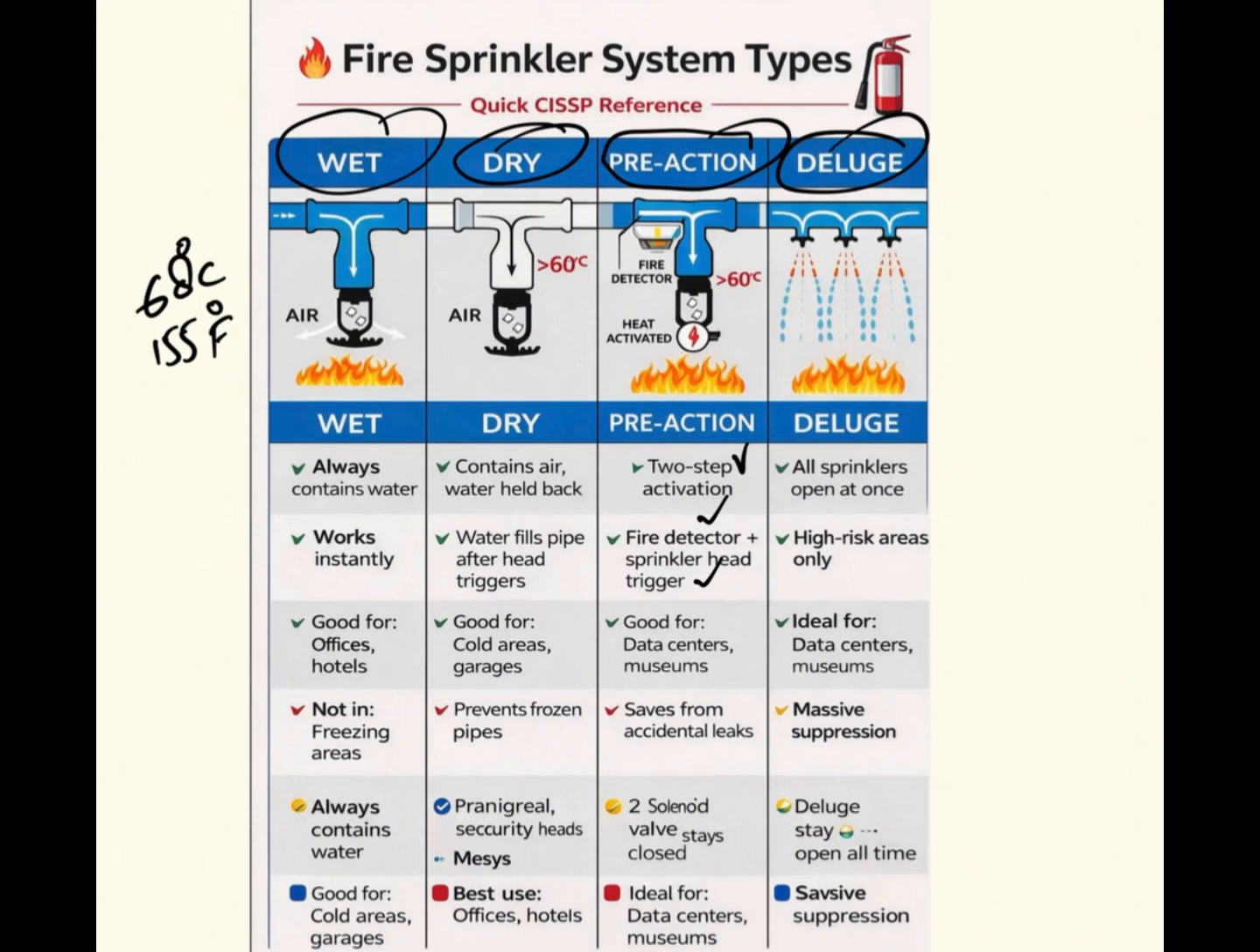So one exam tip: which control works without human intervention is sprinkler, which control requires trained staff is extinguisher. Fire protection for an unattended area is sprinkler. Small localized fire is extinguisher. Use extinguishers to stop small fires early. Use sprinklers to control fire when humans are not present.